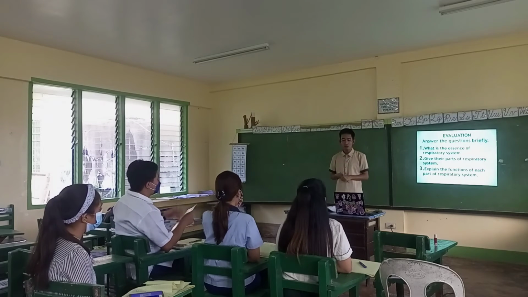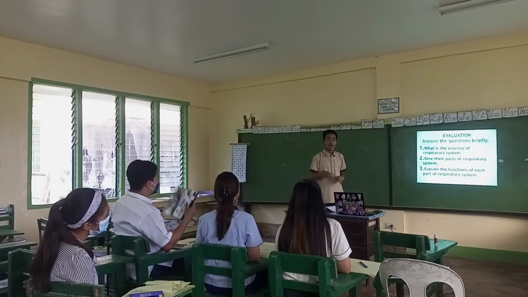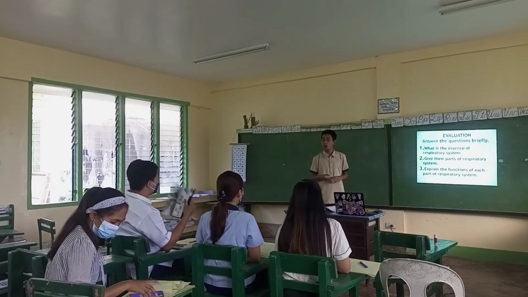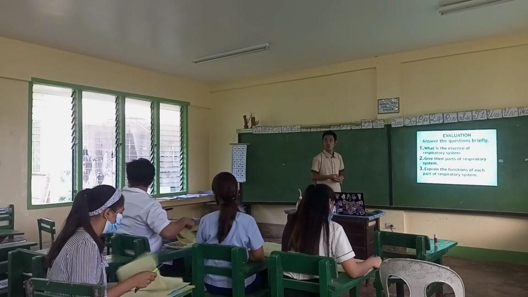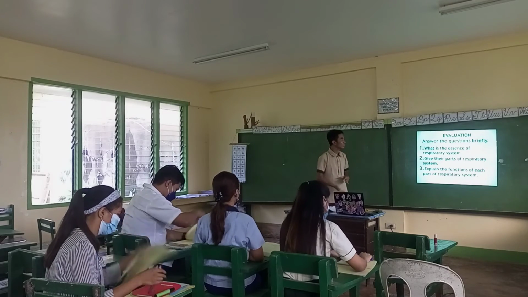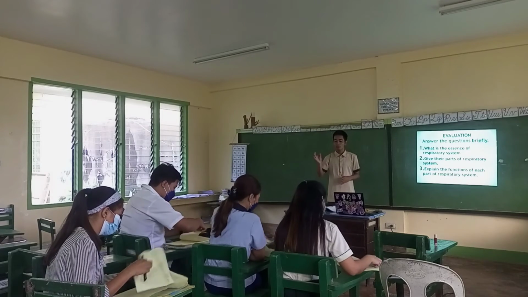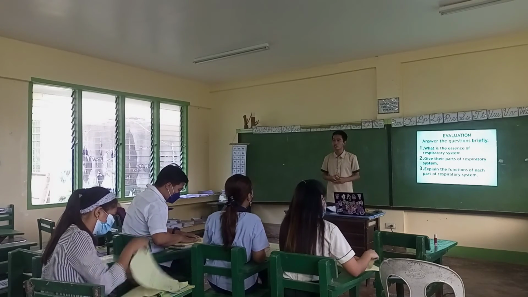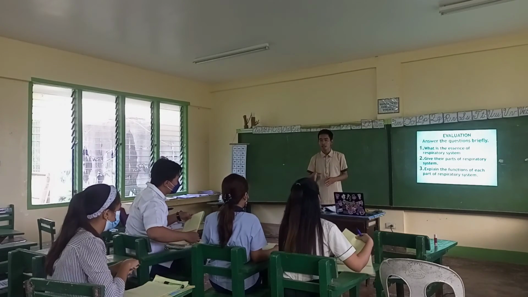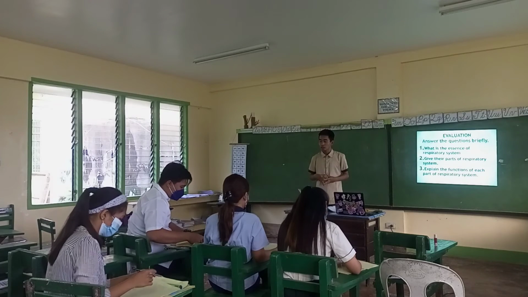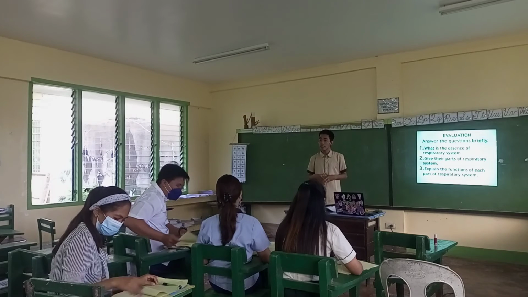Let's go to the evaluation. Answer the question briefly. Write it on one half crosswise of your paper. What is the essence of the respiratory system? Give the parts of the respiratory system and explain the functions of each part. I want you to finish that within 5 minutes. Students, the time starts now.